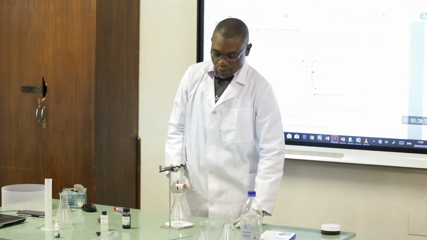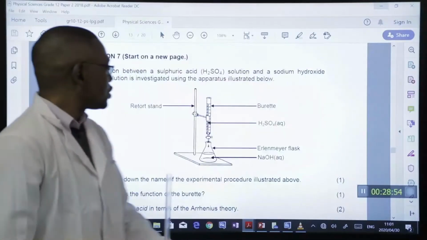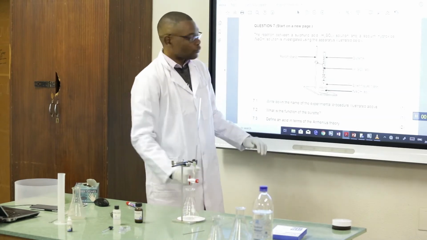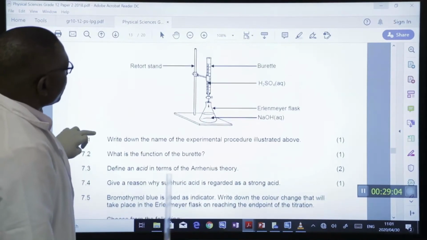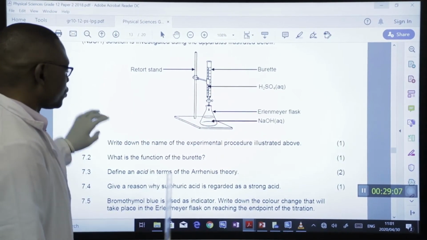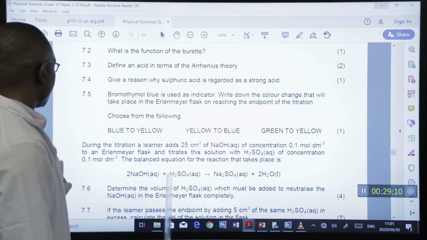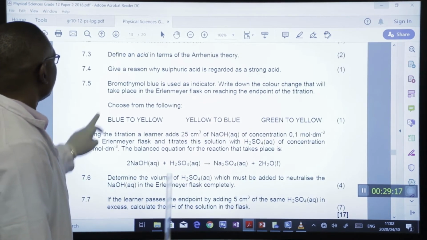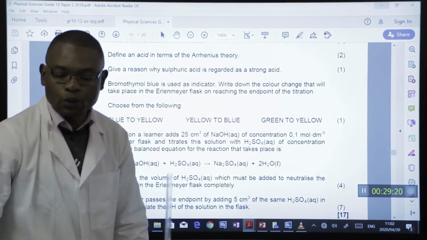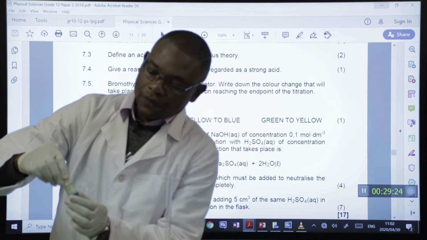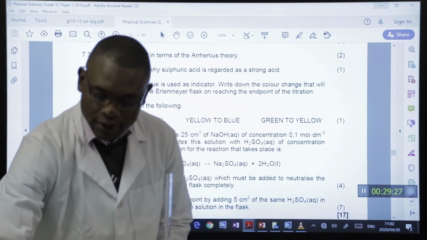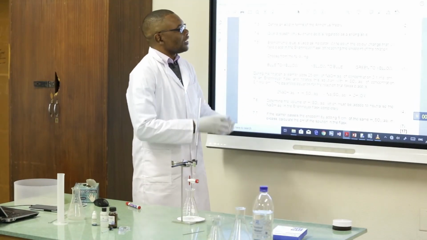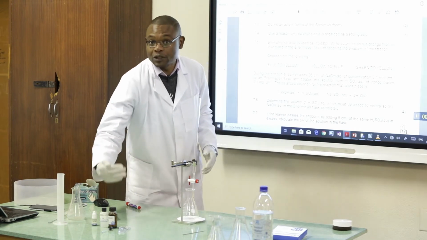So ladies and gentlemen, boys and girls, when you are operating this setup, we now have everything here, the Erlenmeyer flask, sodium hydroxide, like we have there. So there we are. Before we actually do this, you are going to notice that we are going to use an indicator, and the indicator we are going to use here is called bromothymol blue. So here it is. Bromothymol blue. So everything which is being represented here on the examination question, we have it practically.